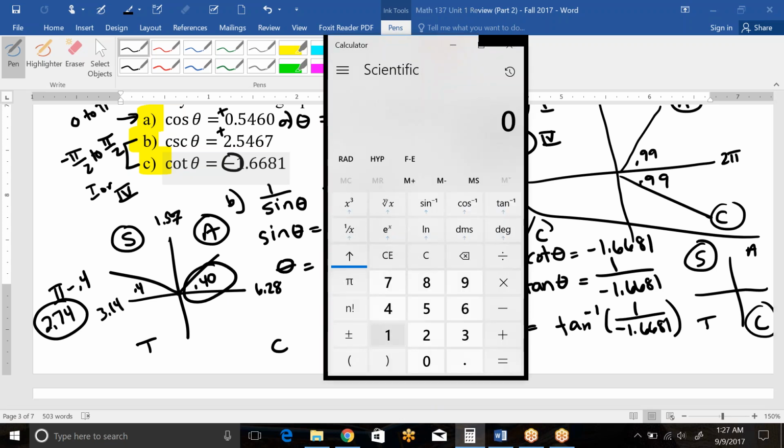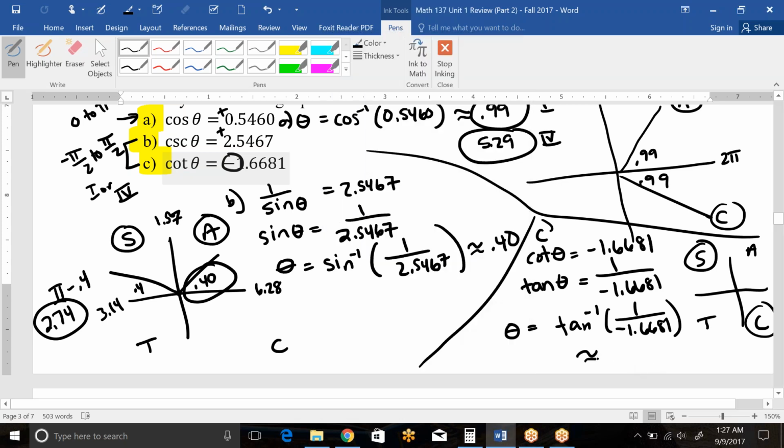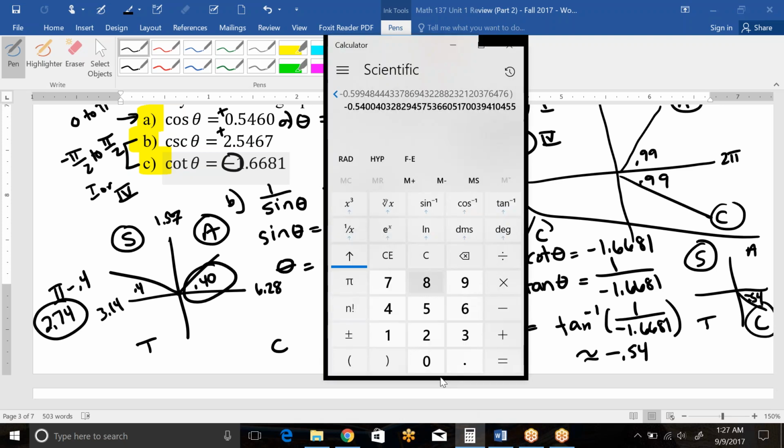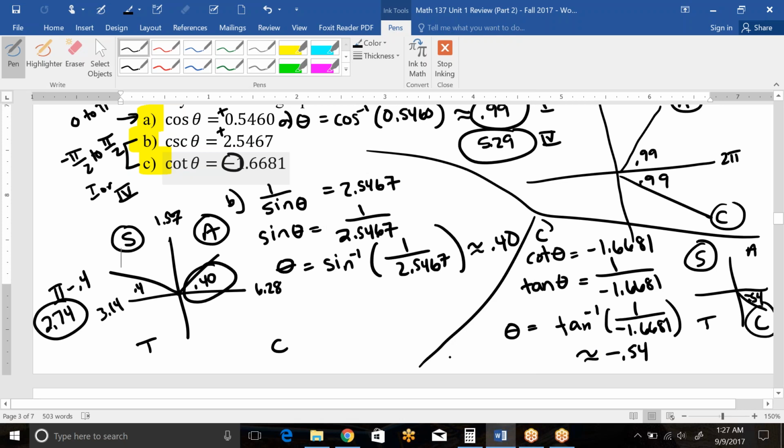So we will get the quad 4 one because that's what tangent always reports as, is either 1 or 4. So if we do our signs right, so 1 divided by 1.6681, it's a negative, and then inverse tan, that gives me negative 0.54. Now this is where this one's a little bit harder because that's not how we want to report that. If it's in quad 4, we want to report it between 0 and 2 pi, not negative. So we're going to do 2 pi minus that 0.54 to get the actual measure. So 2 pi minus the 0.54 came out to 5.74.